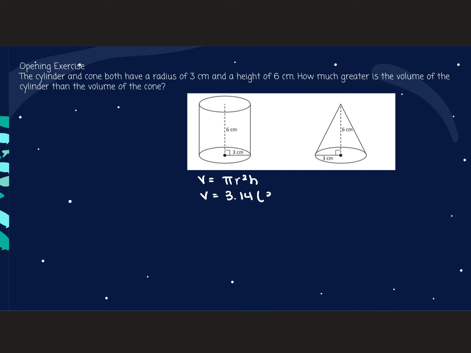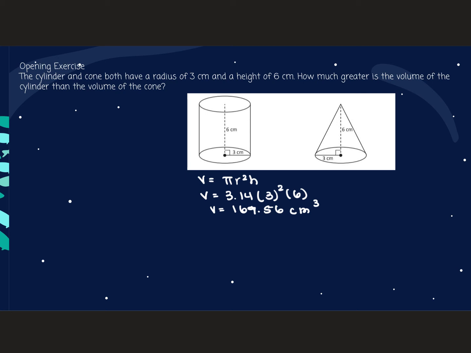Our radius is 3. Remember, we have to square the radius. And then we have a height of 6. Remember with any of these formulas, you do not have to memorize them. You do have a formula sheet. Here we're going to multiply 3.14 times 9 times 6, and we're going to get the volume of 169.56. Putting our units, we're going to have centimeters cubed because we are still working with volume.